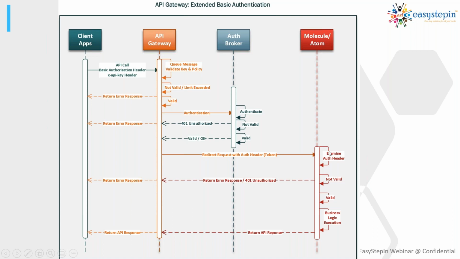The gateway will then redirect the request with auth header to Atom. Okay, so the Atom will do the auth header check, and if it is valid, it will do all the business logic and will return the response back. So the response will be sent to gateway, and gateway will send it to the client application. Clear? So this is about the basic authentication.